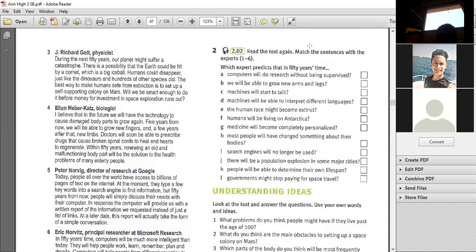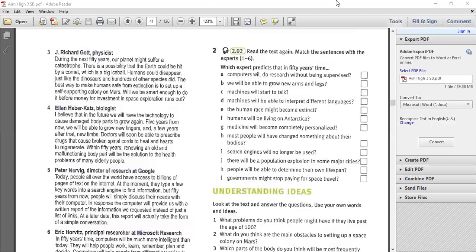Okay, Yusuf. Number 5, Peter Norvig, Director of research at Google. Today, people all over the world have access to billions of pages of text on the internet. They type a few keywords into a search engine to find information. But 50 years from now, people will simply discuss their needs with a computer. In response, the computer will provide us with a written report of the information we requested, instead of just lists of links. At a later date, the report will actually take the form of simple conversation.